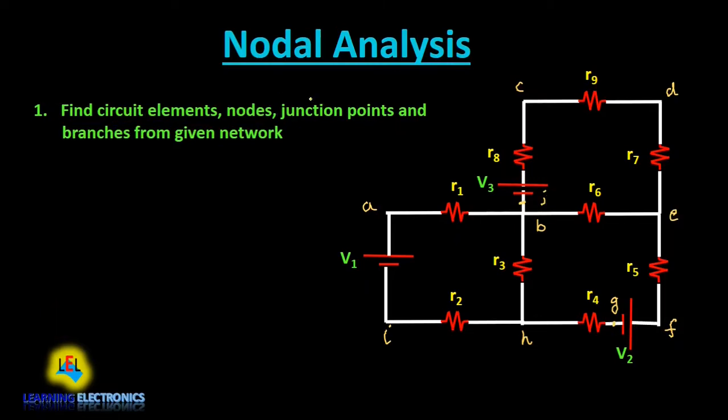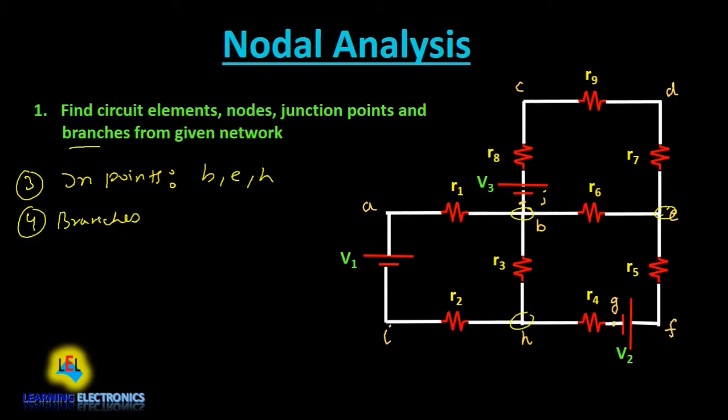Now let us find out the junction points. What is the definition of a junction? When three or more circuit elements or branches are connected at a point. So here B, E and H are junction points. Because here 4 branches are connected at B, here 3 branches are connected, here also 3 branches are connected. Less than 3 means it will be a node.